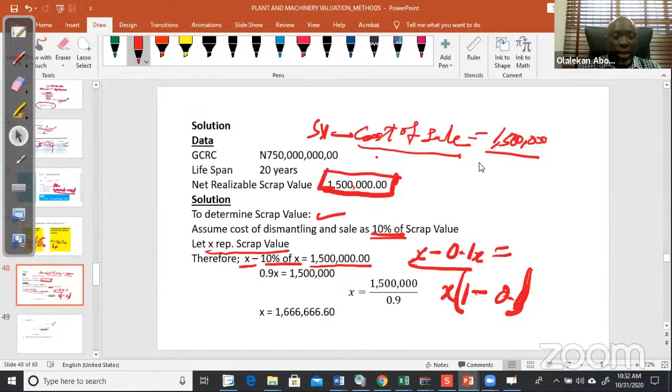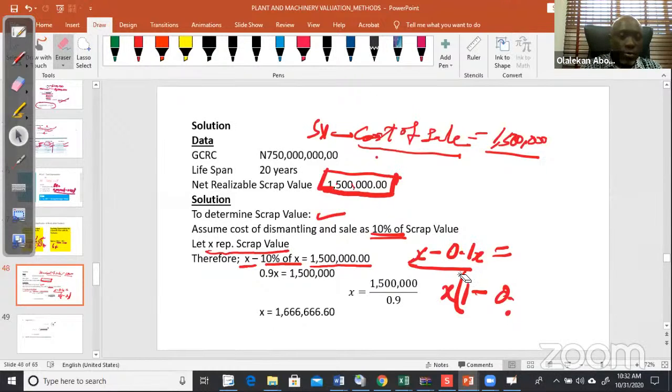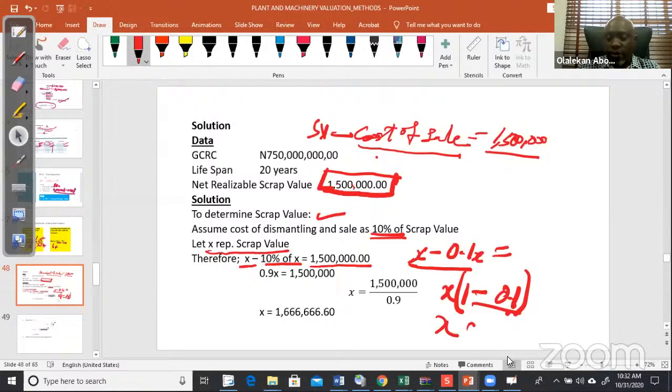I think I need to clear that. Okay, now I was trying to say that this will be 0.1, then all in brackets. So if you sort this out, you have X multiplied by 0.9. That's what leads us to 0.9X being equal to 1,500,000.